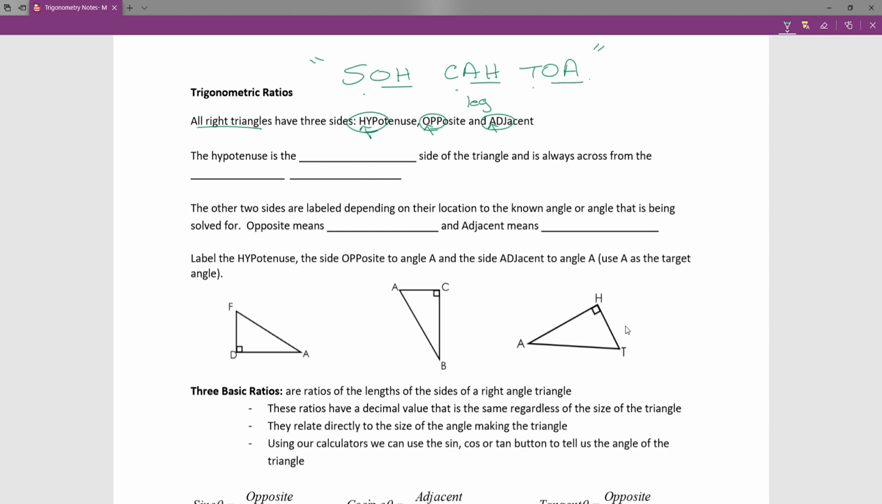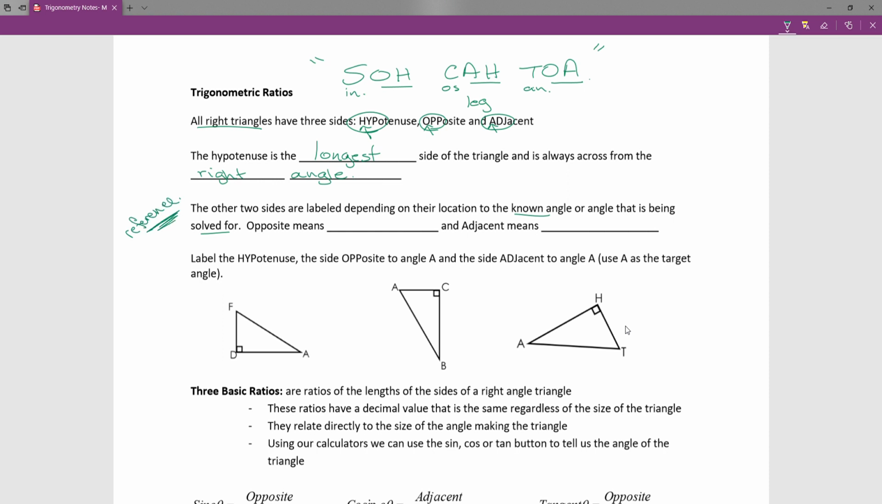So we had the three ratios, the sine, the cos, and the tan, and there is a relationship between these lengths of the sides of a triangle. So the hypotenuse is the longest side. Longest side. And we know we've done this before. It is always across from the right angle in the triangle. The other two sides are labeled depending on their location to the known angle or the angle that is being solved for. So sometimes I call that the reference angle.